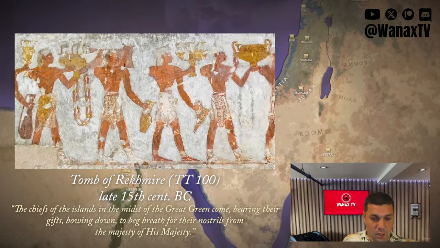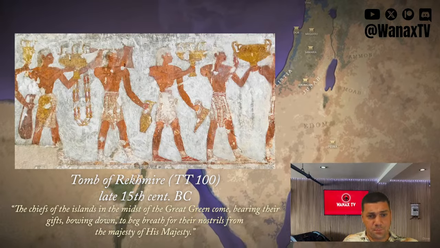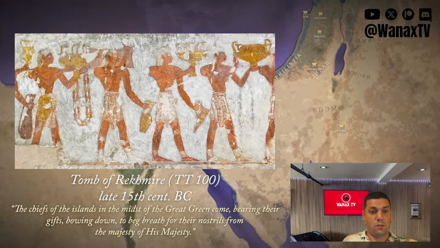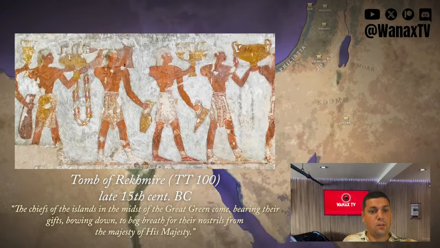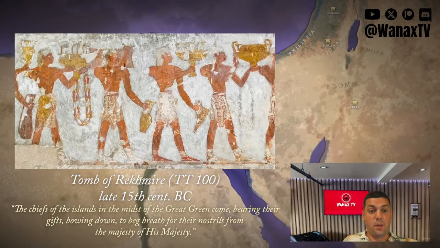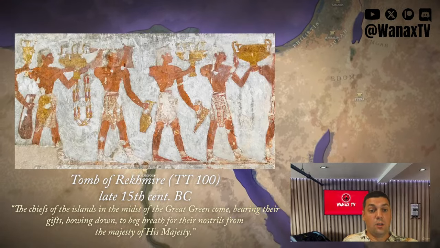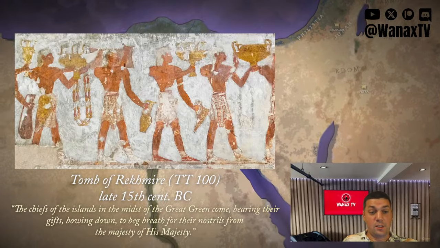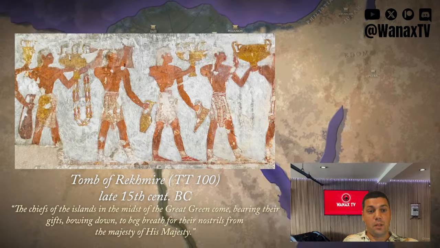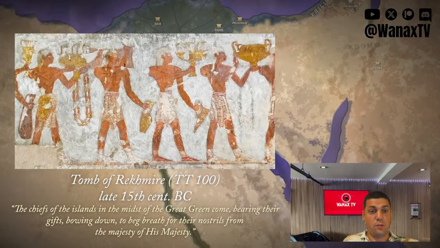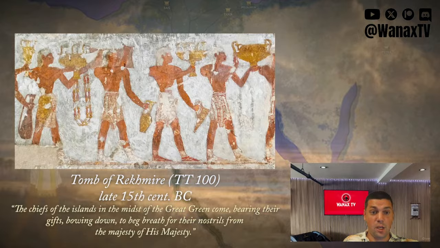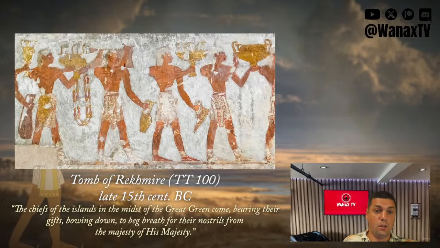But moving on, so this is tomb number 3, the tomb of Rekhmiri, later part of the 15th century BC. We have several chieftains of the islands in the midst of the Great Green. So the fact that he says islands indicates that there could possibly be somebody else other than Crete being represented on these frescoes. Could be somebody from the Cyclades, could be a Mycenaean chieftain, who knows?